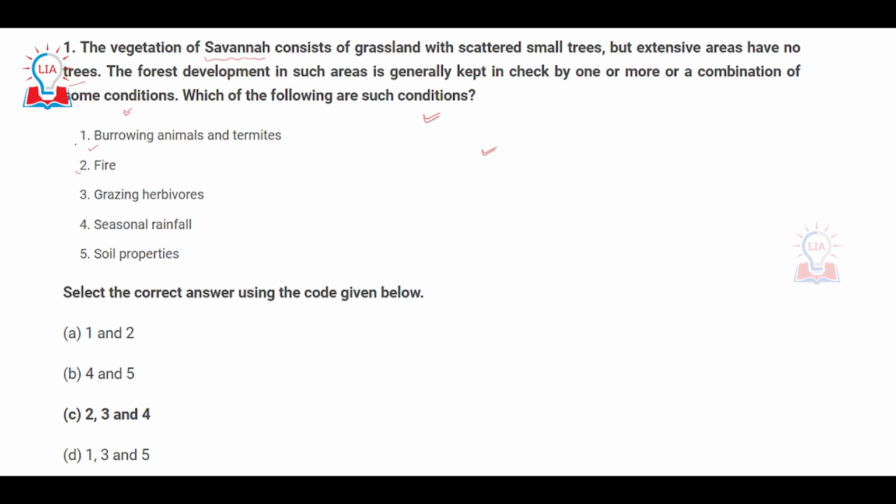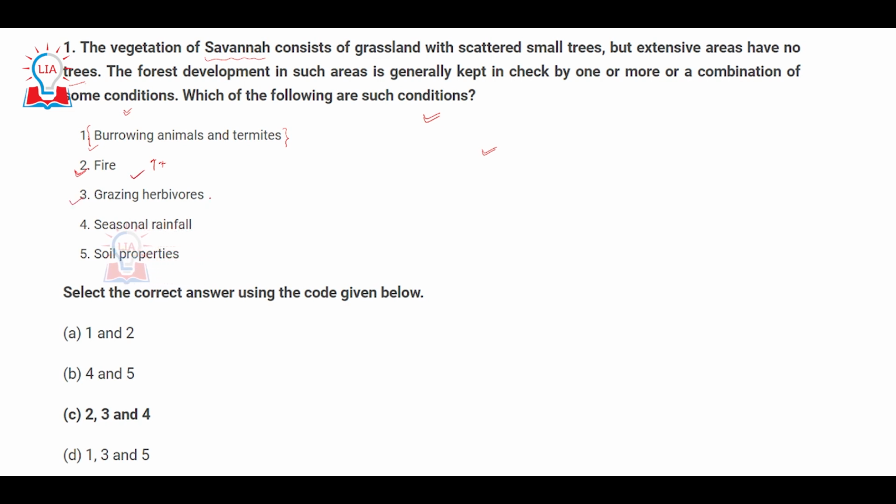So if you look closely, in savanna we do not have a lot of burrowing animals and termites. They do not play a very strong role in limiting the growth of trees. Second, fire, absolutely, because what happens in the savanna region, especially during the summer season, is that temperature increases to a significant extent, and in such high temperature conditions, we obviously see a spark that can cause fire among the dried grasses, and this fire spreads at a very fast rate and burns small plants which might have had the possibility to grow into full-fledged trees in the future.